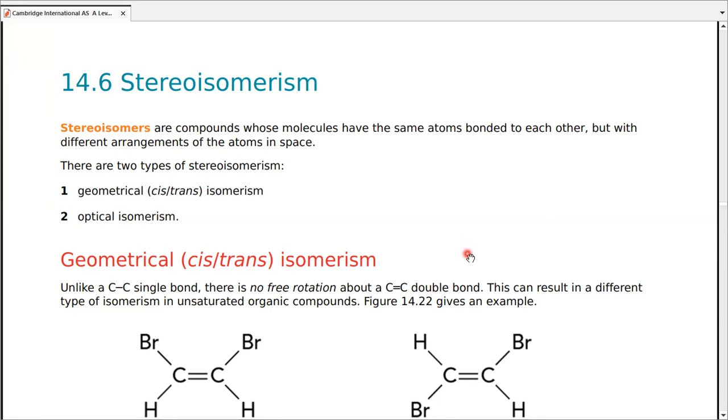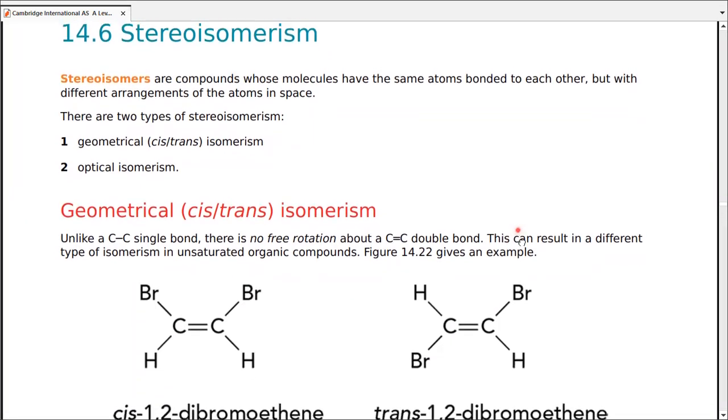Since stereoisomerism is a different type, let's consider this one out. Stereoisomers are compounds whose molecules have the same atoms bonded to each other, but they have different arrangement of atoms in space. Now, this different arrangement of atoms in space is something that needs to be explained. So I'm not going to explain it right now. Instead, I'm going to move on to the other two types and take examples, since this can only be explained with examples.